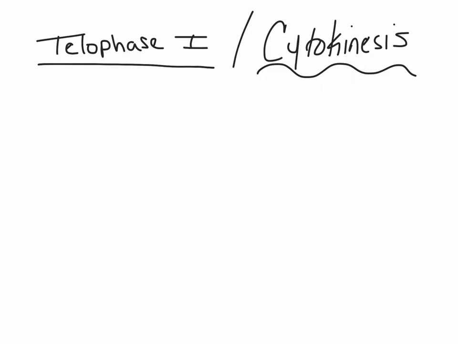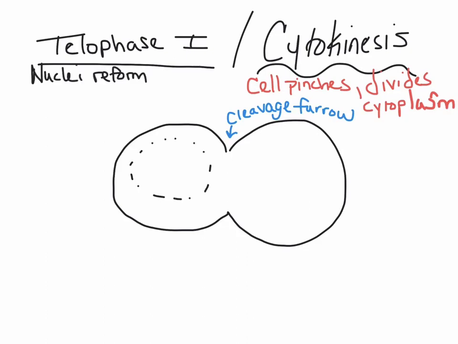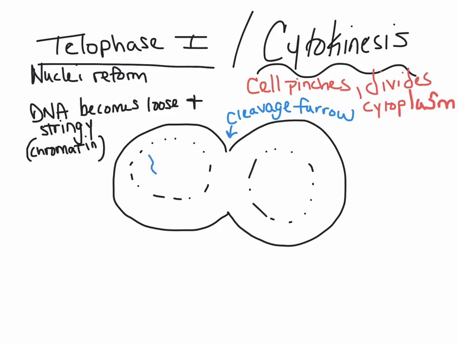We saw during mitosis that telophase I often occurs at the same time as cytokinesis, even though these are 2 very different things. During cytokinesis, we will see the overall cell start to pinch, creating a cleavage furrow that will divide the cell into 2 cells. The cytoplasm will be split evenly. During telophase I, we will see that the nuclei of each cell will start to reform. The DNA will become loose and stringy.